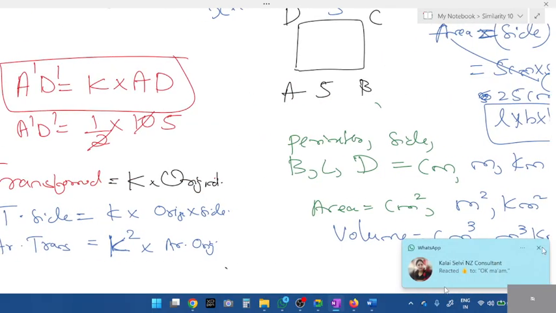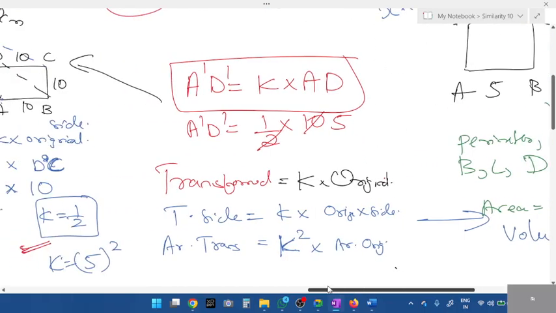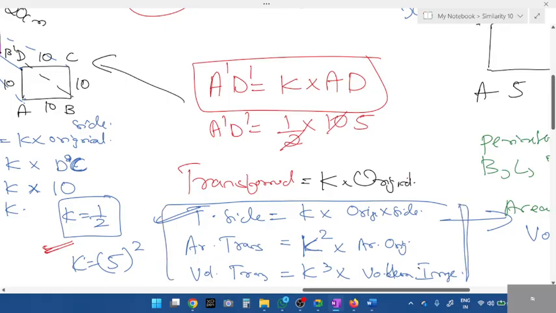Everything is based on this concept. So whether it is perimeter, side, diagonal, use the k value. For area, k square. For volume, volume of transformed image is equal to k cube into volume of original image. Take down these three formulas. Make a note. To remember this, I even explained why k square for area, why k cube for volume. For volume, cube it. For area, square it. That's it.